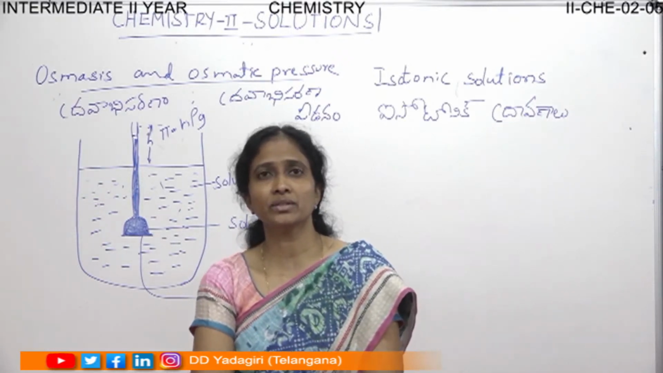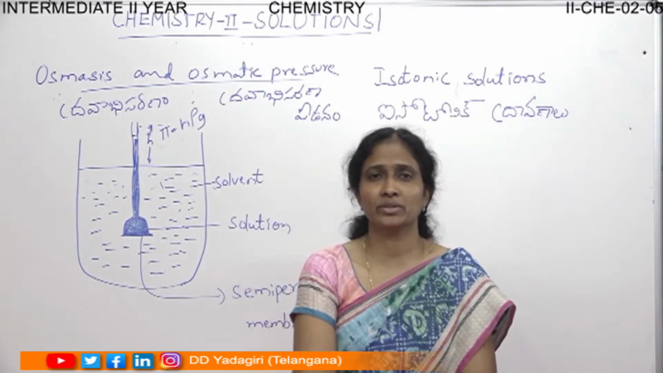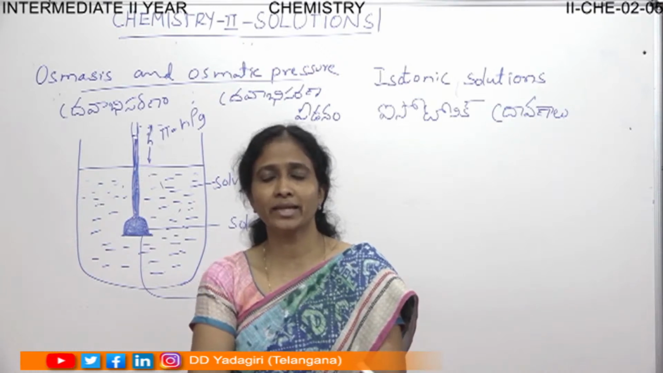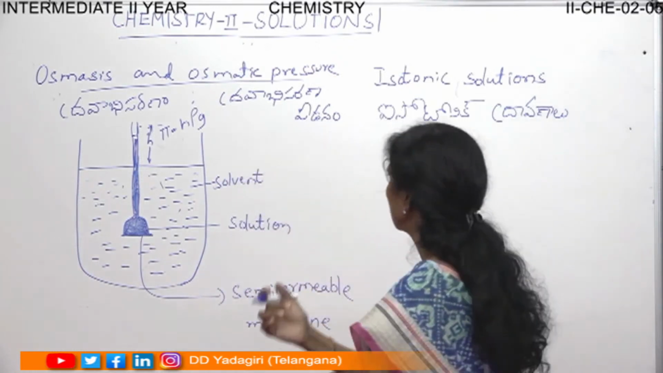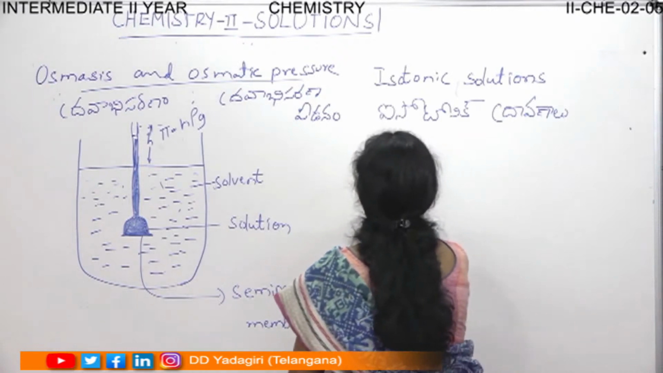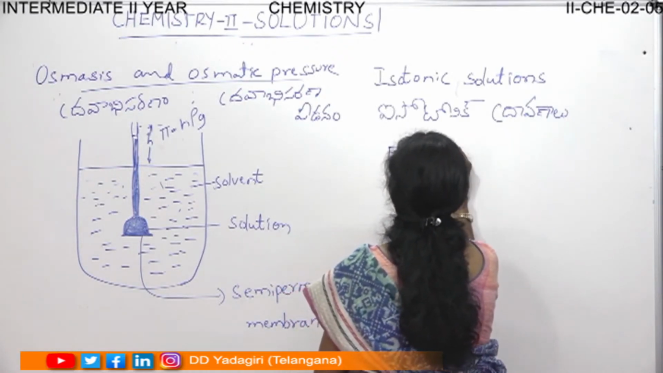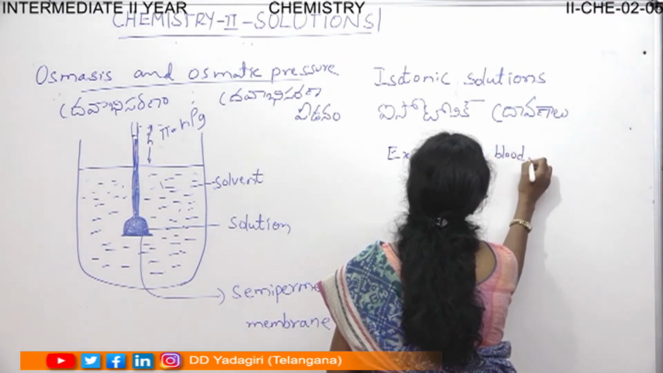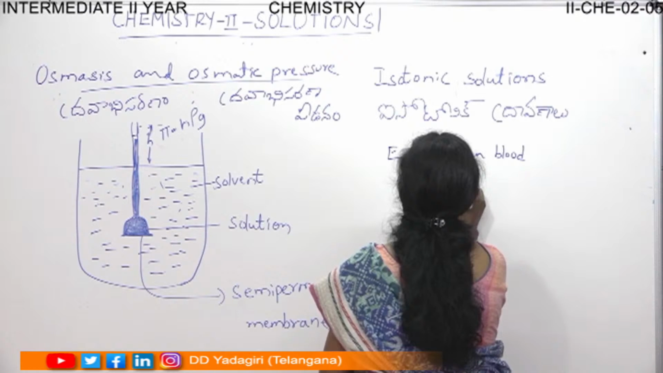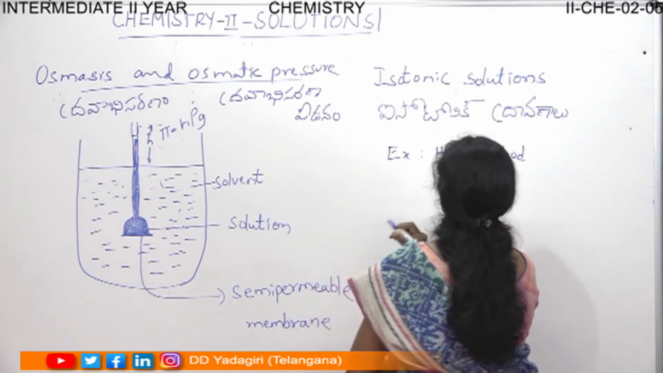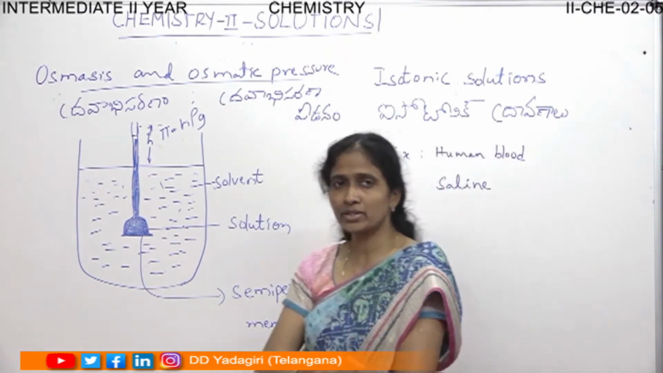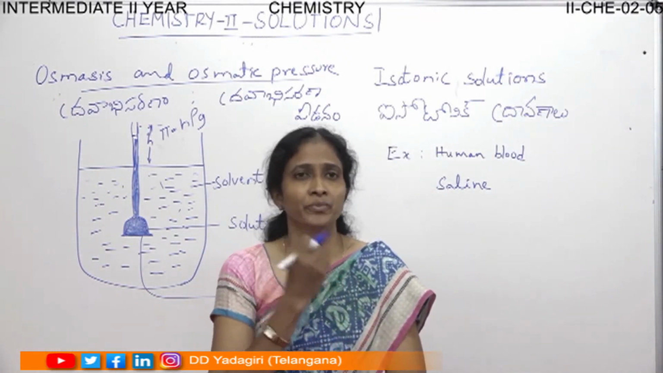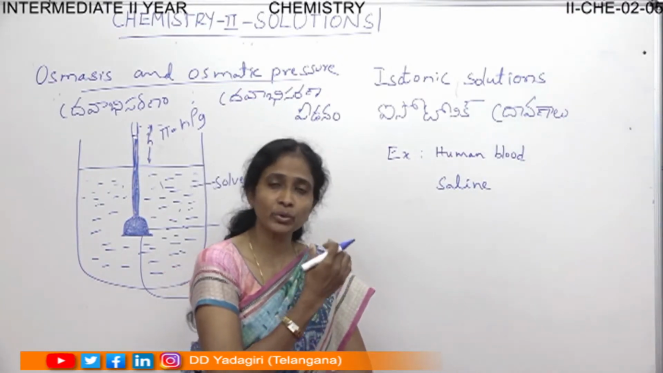The solutions which have the same osmotic pressure can be called isotonic solutions. For example, what is an example of isotonic solutions? Human blood and saline. The osmotic pressure present in our blood and in saline solution, both are the same.